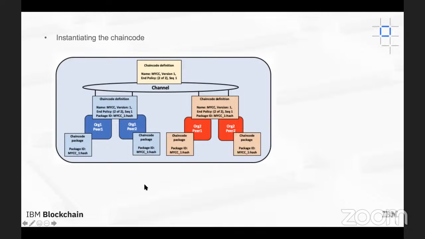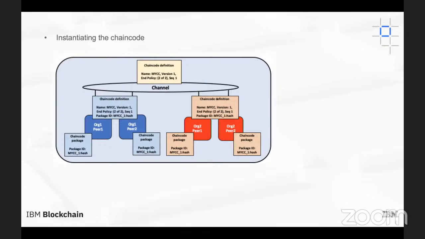The instantiation of a chain code is a bit different from installing. We install the chain code on peers, so installation is per peer, whereas instantiation is per channel. We instantiate a chain code on a channel.